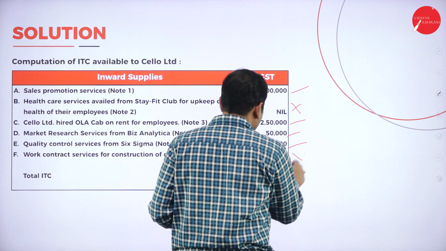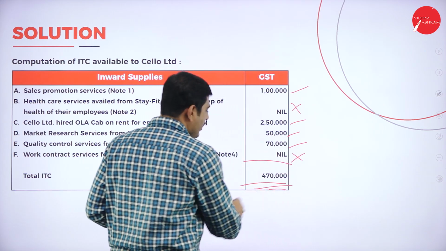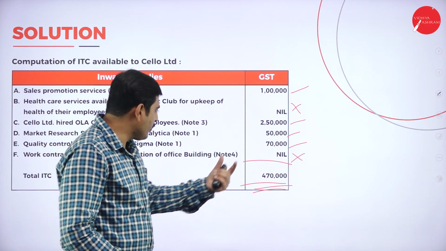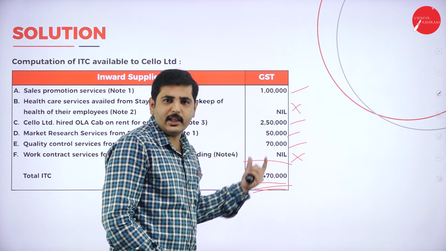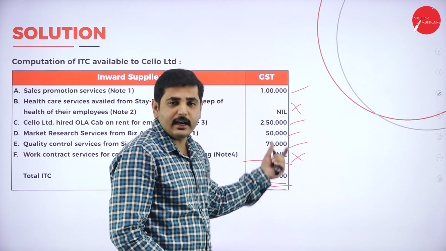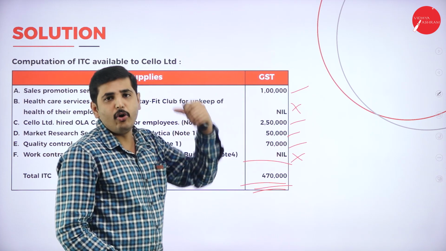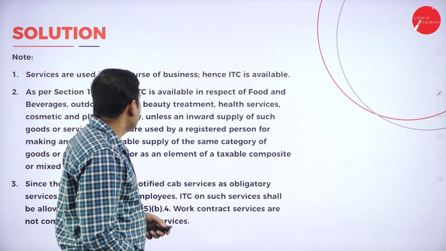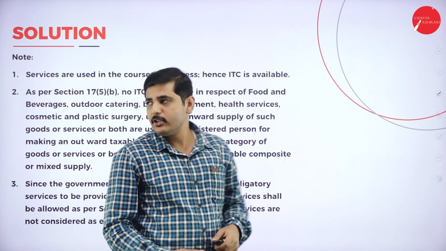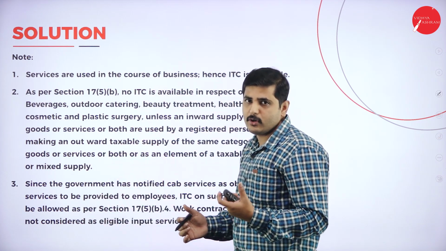ITC is not available. So the total input tax credit is available only for this much of input. Then they will calculate the tax and they can reduce the tax while paying the output tax. Now this is the note. For all the problems we have to give the note, keep this in mind.